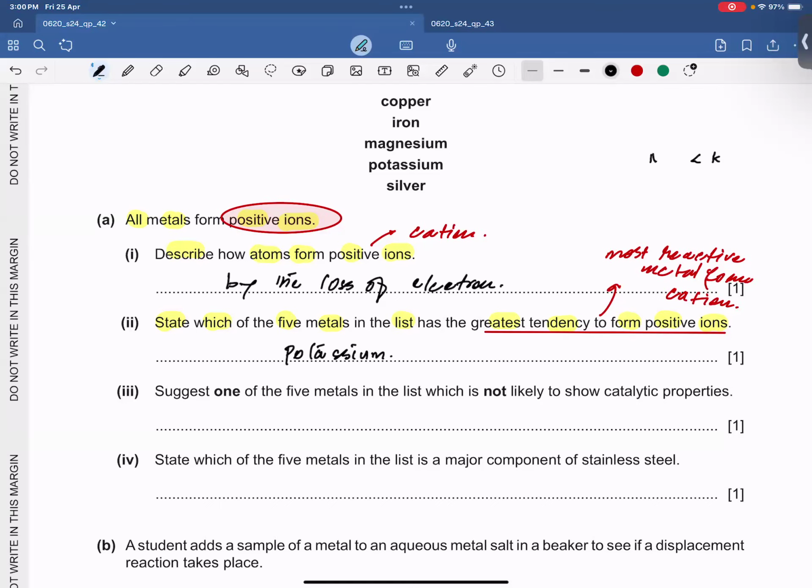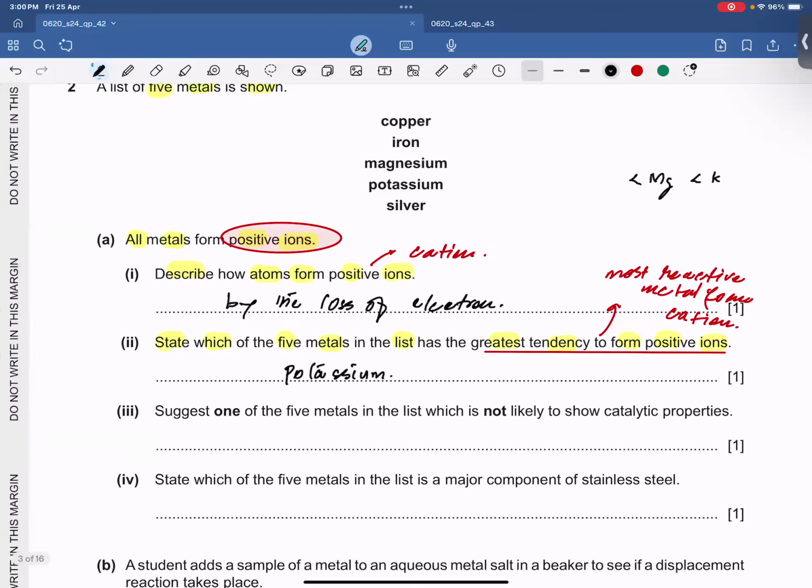Then magnesium. Then we have iron. Then we have copper. Last but not least, silver. So it is less reactive and it is most reactive.